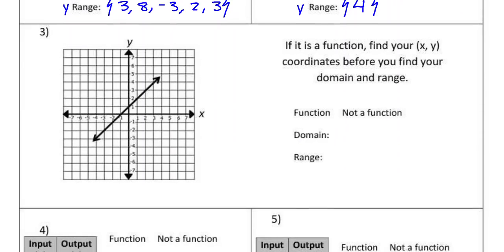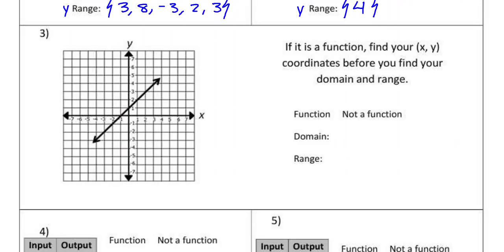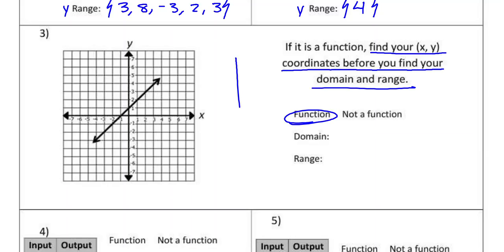All right, let's talk about the graph one. If it is a function, find your x and y coordinates before you find the domain and range. So I could look at this graph and say, oh, I could do the vertical line test, and it would only touch in one spot the entire time. So it is a function. And it says, if it is a function, find your x and y coordinates before you find the domain and range. So let's make a quick table of x and y. And this is just like when we first started this lesson.